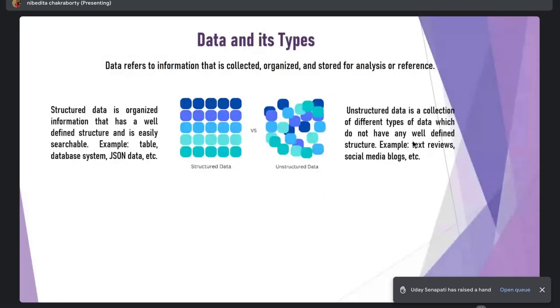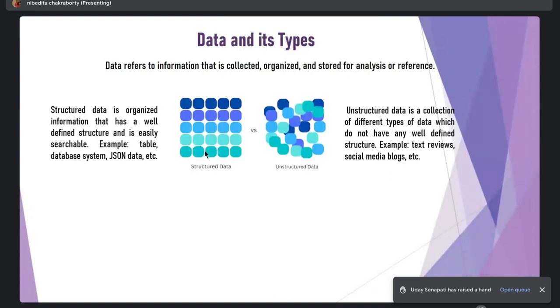Okay, thank you. So as I was saying, we can see in this image that the data is completely well organized. It is neat and clean, and this kind of well organized data is called structured data because it has a defined structure. And what kind of structure are we talking about? We are talking about tables which have rows and columns, or maybe JSON data.